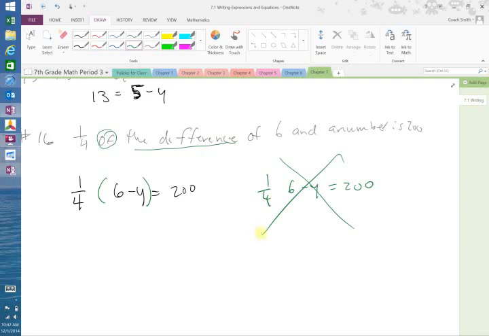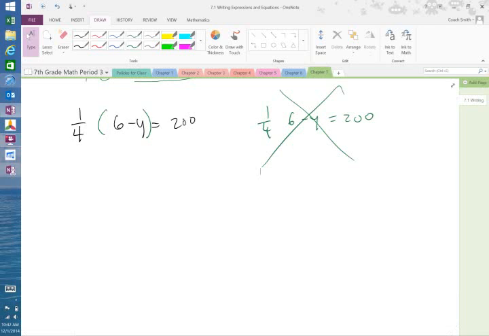Now, the way that y'all are trying to do this 1/4 and make it a division, it is division, but it would have to look like this. That's how you would write it as a division problem.